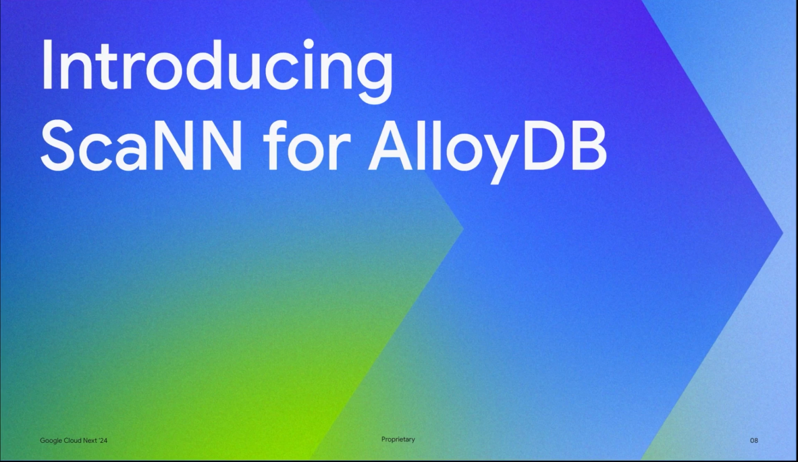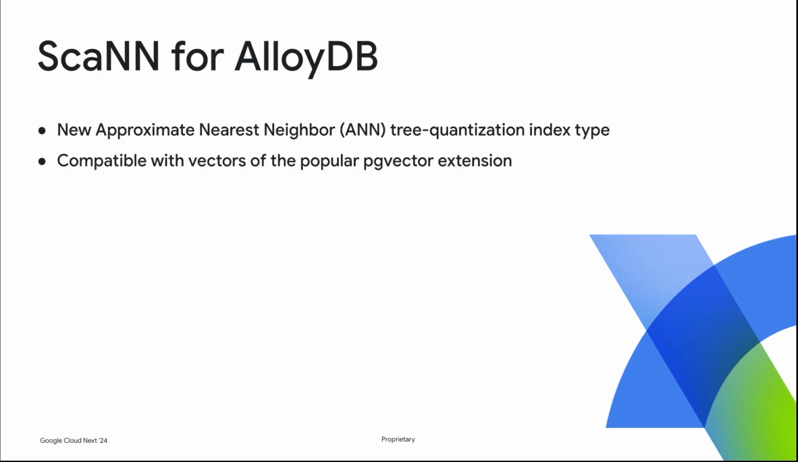All right, so let's go into looking into the Scan for AlloyDB index. Mechanics first. What is this? It is a new approximate nearest neighbor search index type, which is based on tree quantization. It is compatible with vectors of the popular pgvector extension. And in case you are new to the vector search area, the approximate nearest neighbor search is basically solving a fundamental problem of vector search.